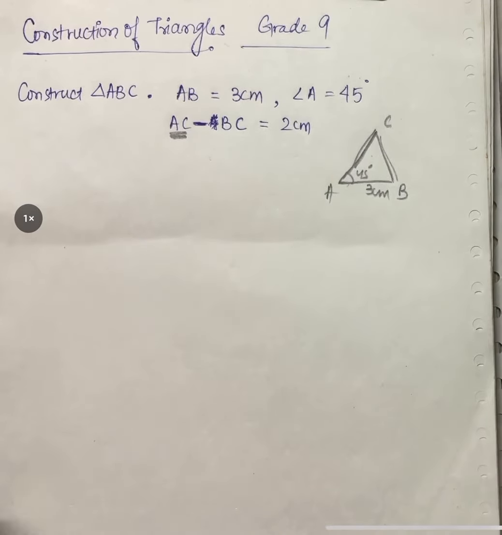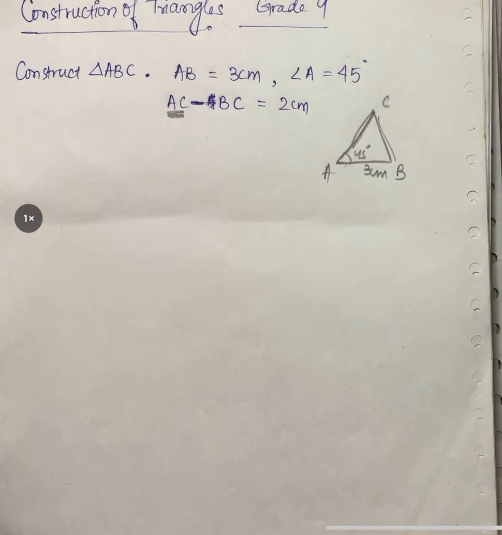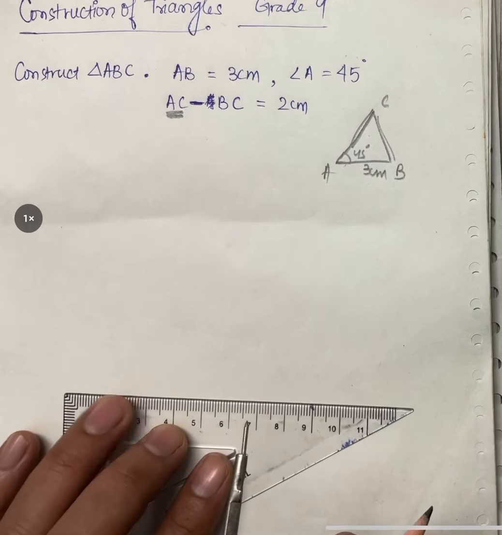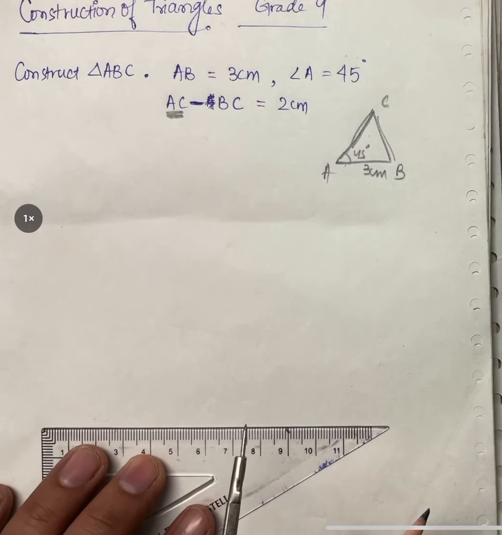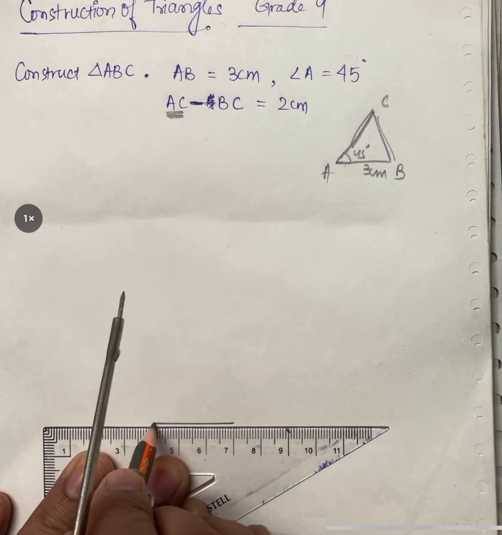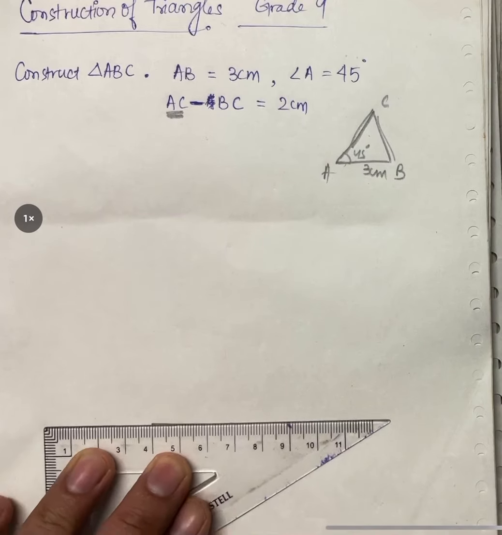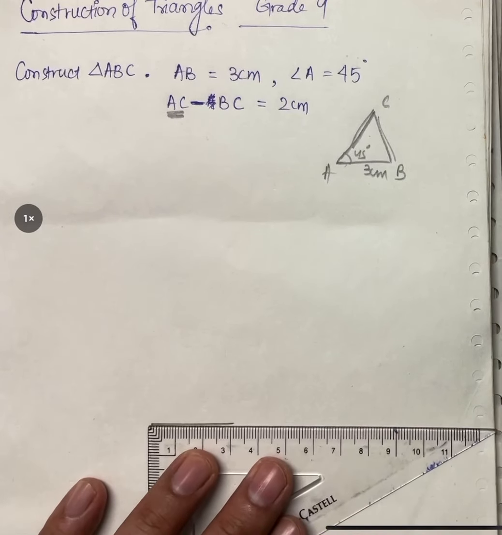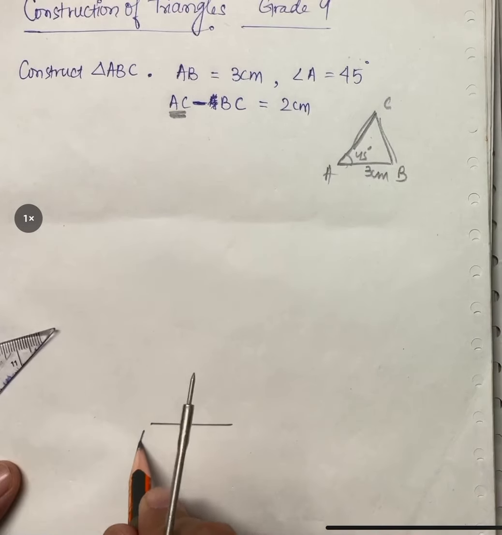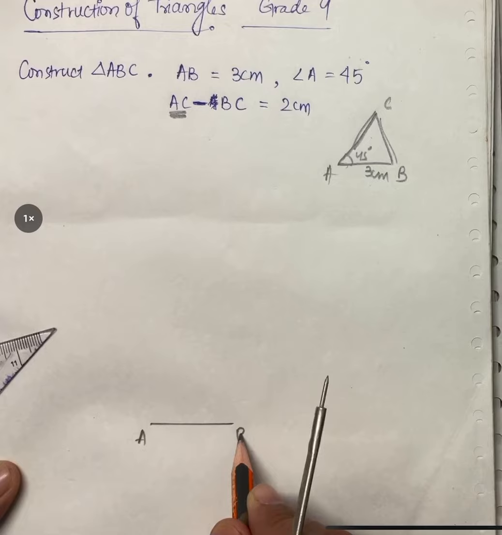Okay. Now let's construct the real thing. Take the ruler. Draw the base AB as 3 centimeter as required. If I go from 7 to 4, I'll still have 3 centimeter, correct? Yeah, this is 3 centimeter. Here is A, here is B.